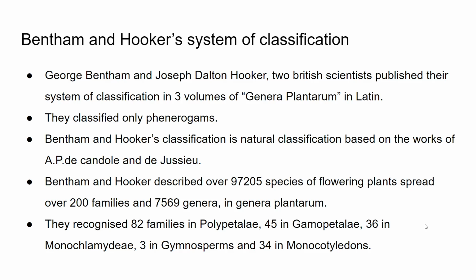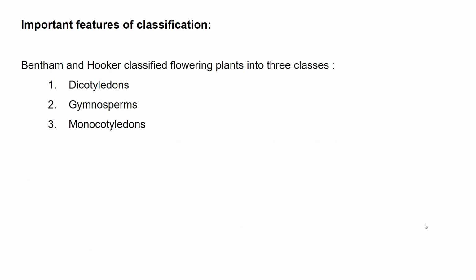Bentham and Hooker described over 97,205 species of flowering plants spread over 200 families and 7,569 genera in Genera Plantarum. They recognized 82 families in Polypetalae, 45 families in Gamopetalae, 36 families in Monochlamydeae, 3 families in Gymnosperms, and 34 families in Monocotyledons. I am going to cover the important features of Bentham and Hooker's classification.